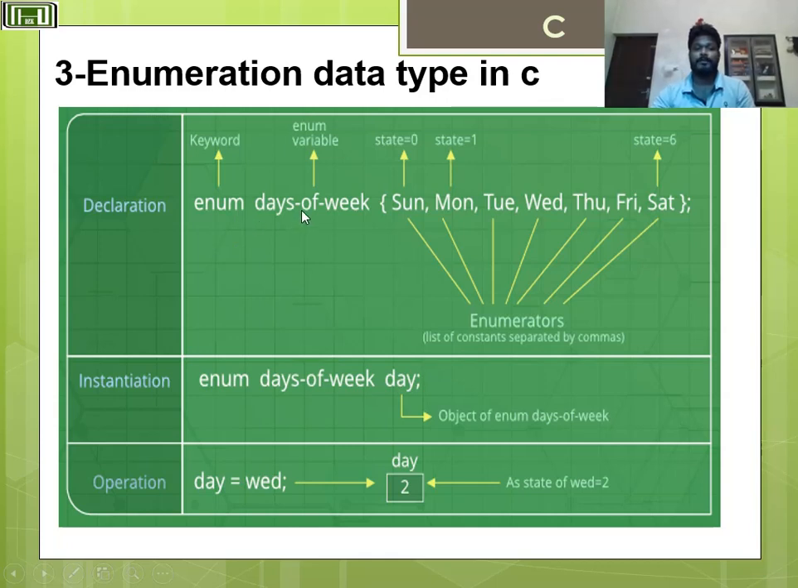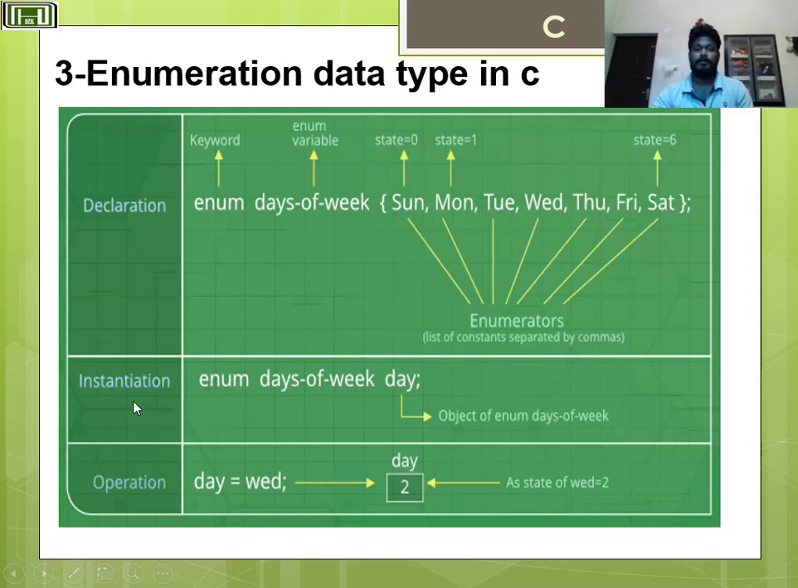Enum days of week is the enumeration variable, and enum is the keyword. Then Sunday, Monday, Tuesday, Wednesday, Thursday, Friday and Saturday. These are the seven enumerators, a list of constants separated by commas. These are the states. Days of week is the enum variable, followed by the enum keyword. Within curly braces we have the states.